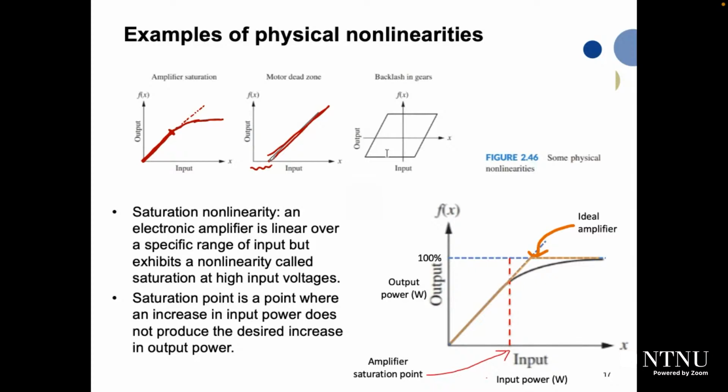Saturation nonlinearity: an electronic amplifier is linear over a specific range of input, but shows nonlinearity called saturation at high input voltage. At high input voltage, you will not be able to get the same output. The saturation point is a point where an increase in input power does not produce the desired increase in output power. You try to increase the input power, but you will not get what you are expecting because there are limitations, or saturation. So even if you increase the input power too much, you will not exceed this output power limit because you are in saturation.